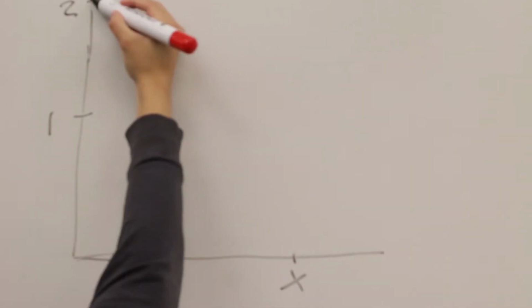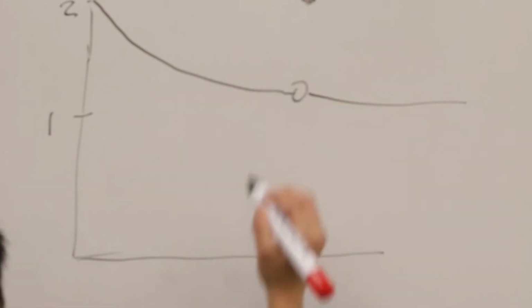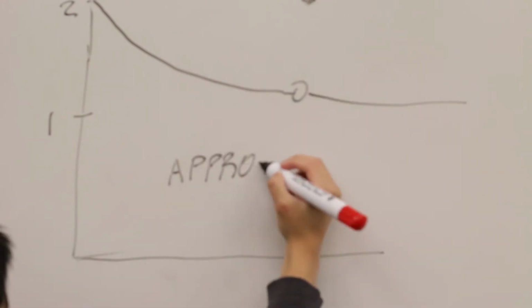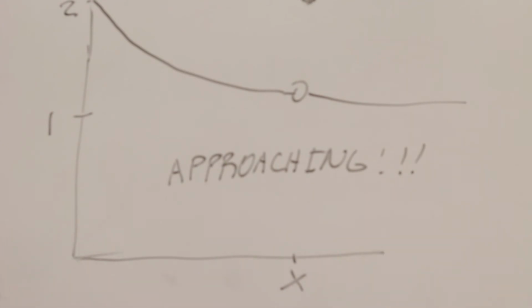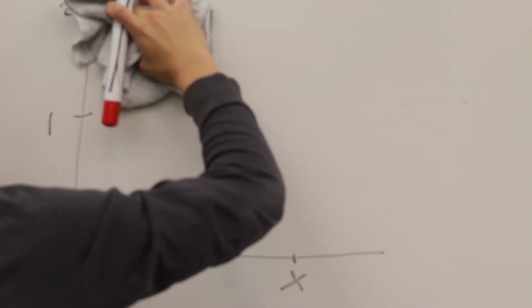However, what if the graph looks like this? The function looks to go to 1 for both sides, but at that point the value jumps to 2. For limits this does not matter because the keyword is approach. From both sides, the function approaches 1, so the limit of the function is 1.